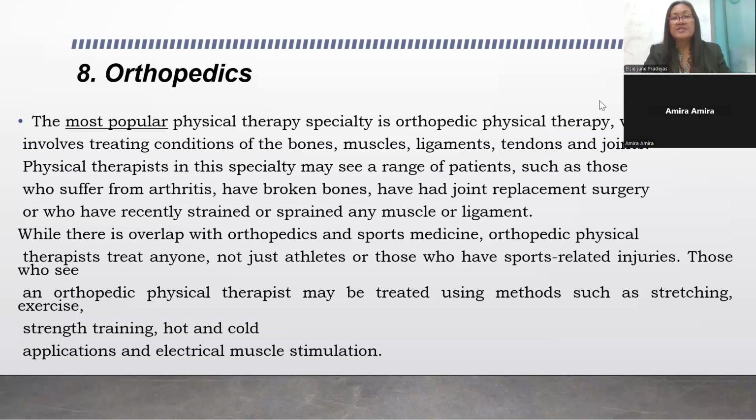So these therapists may treat anyone, not only athletes who have suffered from an injury due to an athletic activity, but they also use treatment methods such as stretching exercises, strength training, hot and cold application, and electrical muscle stimulation.